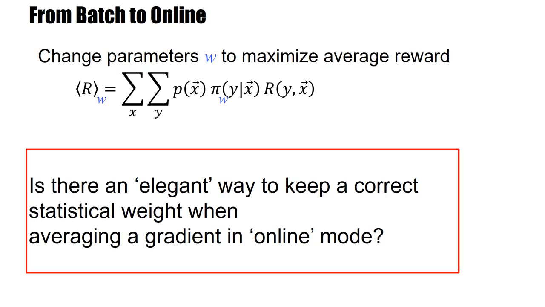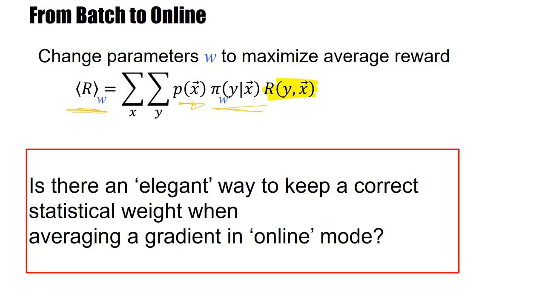So, for policy gradient methods, we want to optimize a mean reward, which is averaged over the different starting states, the different policies in the different states X, and what we really average is the reward R of Y and X. Now, to optimize this, we need to change the parameters in a way so that we maximize the reward. And now that would lead to a batch rule.